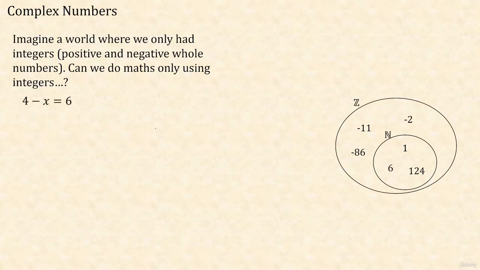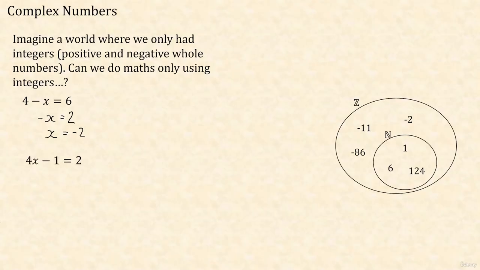Well, let's see. So here's a perfectly sensible looking equation. It's got a mixture of positive and negative whole numbers in it because it's minus 1x. So if I begin by subtracting 4 from both sides, I get negative x equals 2. And finally, if I multiply both sides by minus 1, I get x is negative 2. So no problems there. I had an equation only featuring positive and negative whole numbers, and I got a solution which was just a negative whole number.